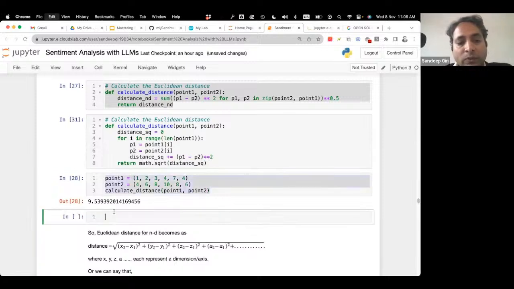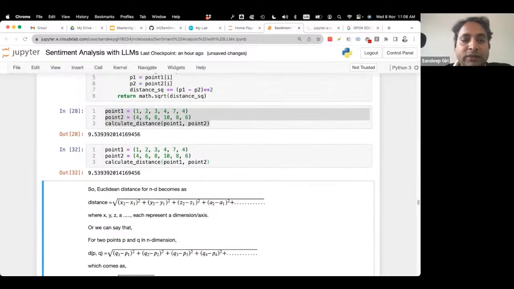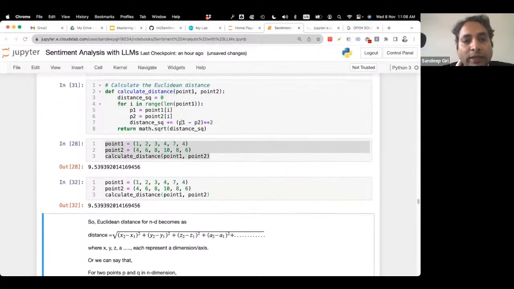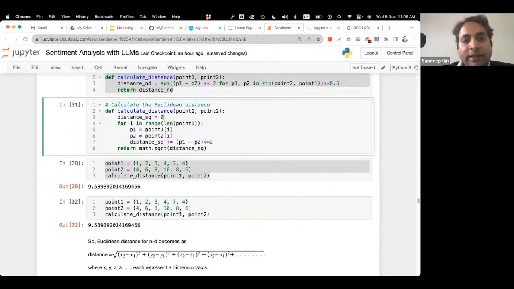Is my code working well? Yes, it is working well. All right, so calculate distance. This is the one that I have written. I hope everybody is okay with this piece of code.